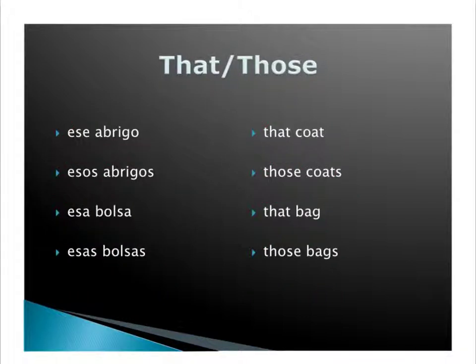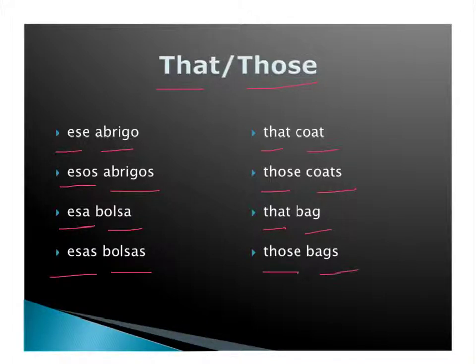Bueno, so now that we've handled this and these, let's take a look at that and those with some more examples. Ese abrigo means that coat. Esos abrigos, those coats. Esa bolsa, that bag, and esas bolsas, those bags. So you want to make sure that you're bringing into your vocabulary now the words ese, esos, esa, and esas, and keeping in mind what they mean. That and those in the masculine, and that and those in the feminine.